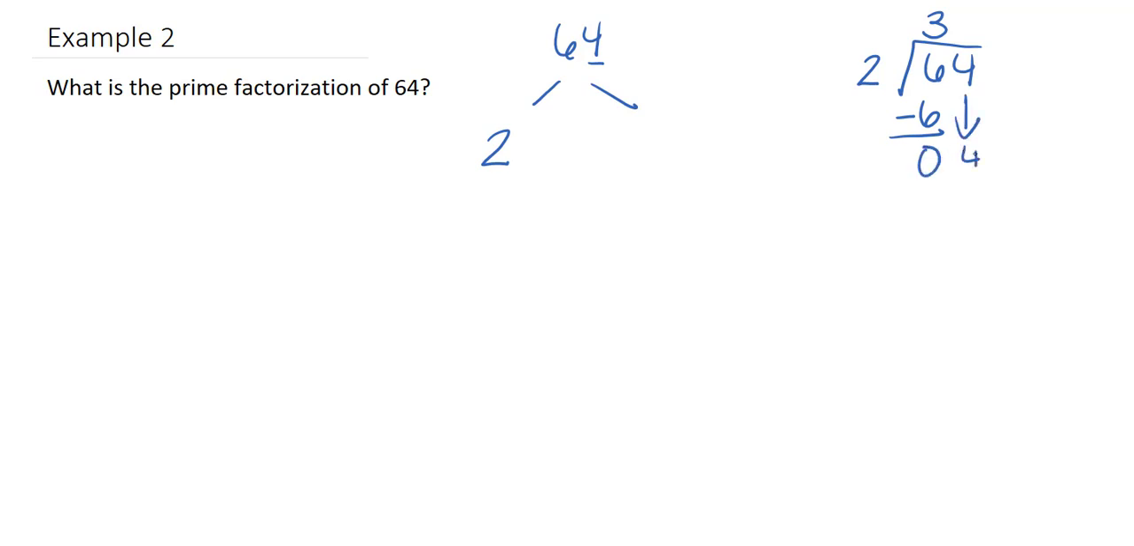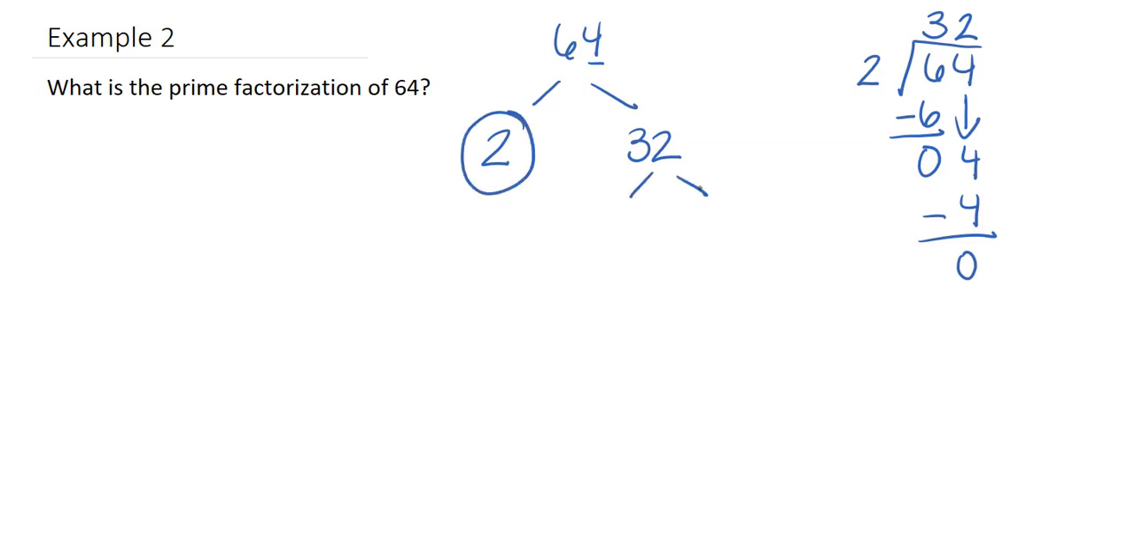Then we bring down the 4. Now 2 can go into 4 how many times? That's 2 times. So 2 times 2 is 4. We subtract, we get 0. So 2 times 32 is equal to 64. So we put 32 here. Now, we have 32, and we need to check whether it's prime or not.